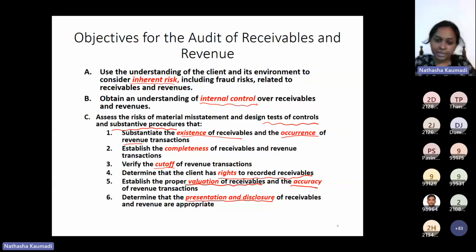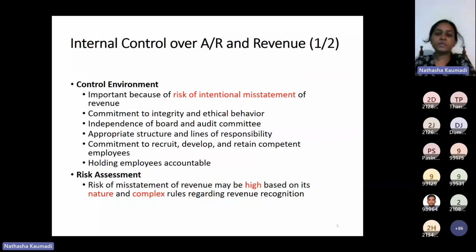So by designing these tests of controls and substantive procedures, you are going to check whether all these assertions are covered for trade receivables, that means receivables and revenue. Those are the assertions. You need to remember these assertions. Not only for trade receivables and revenue, for other captions also, you have to understand what are the relevant audit assertions, management representations. Okay, let's move on.